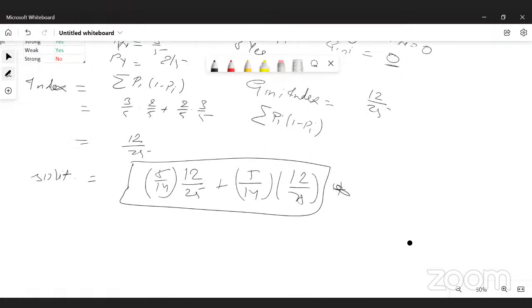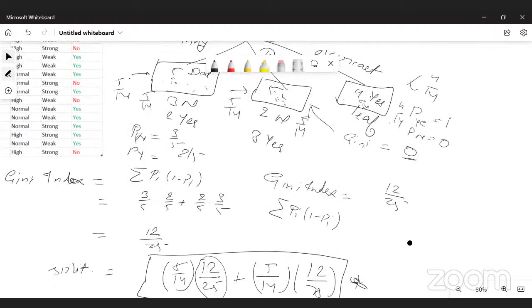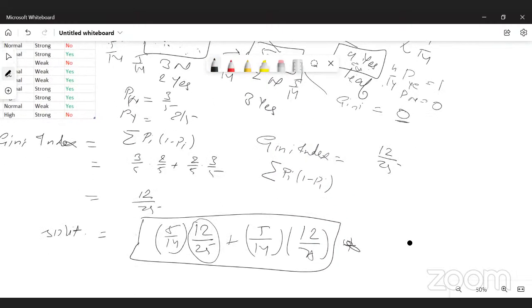Okay, so the total Gini index for the split will be the weighted sum of the Gini indexes. So 12 by 25 was the Gini index for this node. And what will be the weighted sum? 5 by 14 into 12 by 25 plus 5 by 14 into 12 by 25.